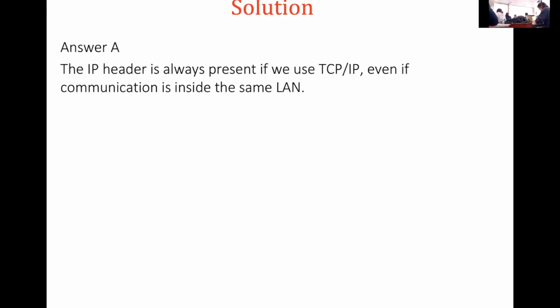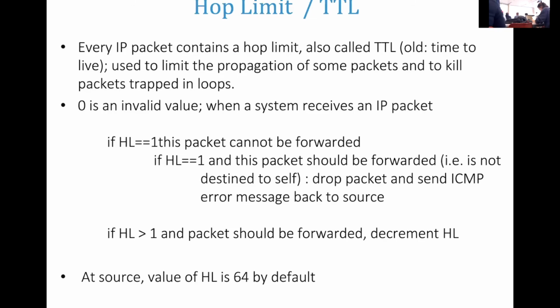There are other things. The destination IP address is always this. You see that there are even more fields, and one of them is the hop limit, which is the TTL. The point of using the hop limit or TTL is to limit the propagation of some packets. So you send a packet, and you force this packet to take at most, for example, 64 hops, going through 64 intermediate points.